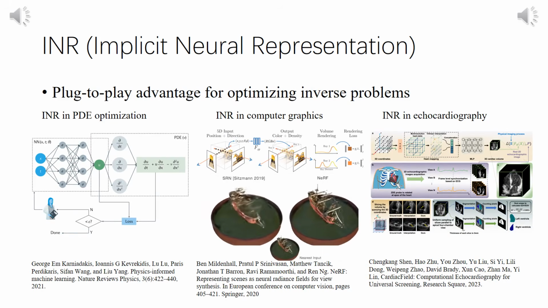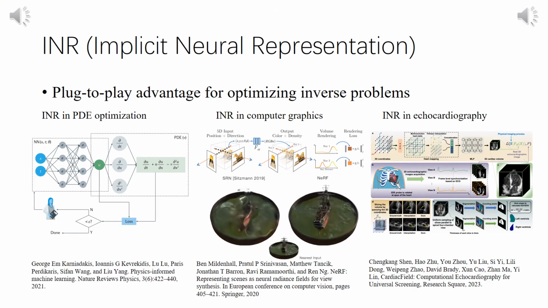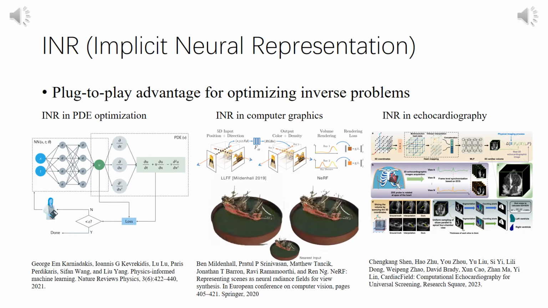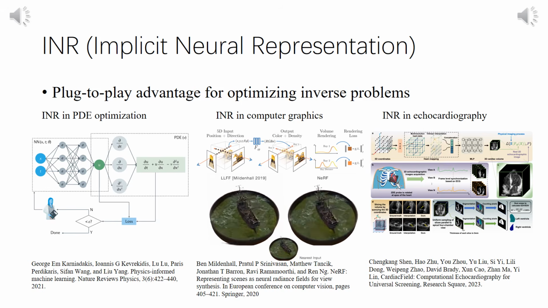INR has plug-and-play advantage for optimizing inverse problems. By representing the signal to be optimized using INR and encoding differentiable physical mechanisms into the loss function design, such as the Raymarching rendering, Fresnel diffraction propagation and partial differential equations.